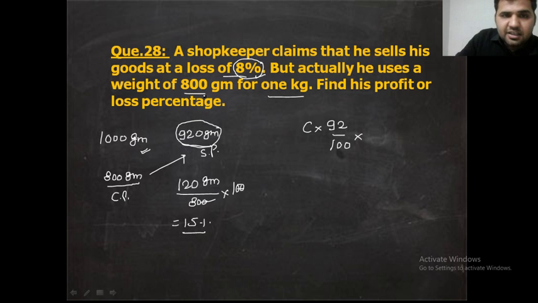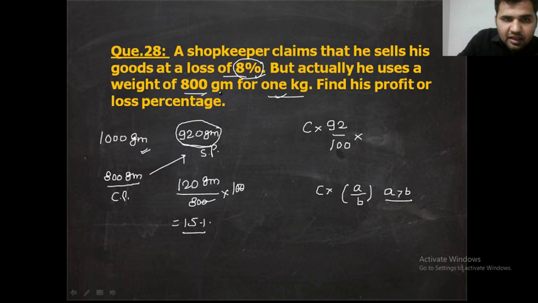Now, he is using a weight of 800 gram for 1000 gram. Now what is the meaning of this statement? If the shopkeeper uses 800 gram instead of 1000 gram, will he have a profit or a loss? Profit. When you are looking for a multiplying factor to multiply the cost price in case of a profit making event, then the numerator value, let's say A, and the denominator value is B. If it is a profit making event, then A would definitely be greater than B.